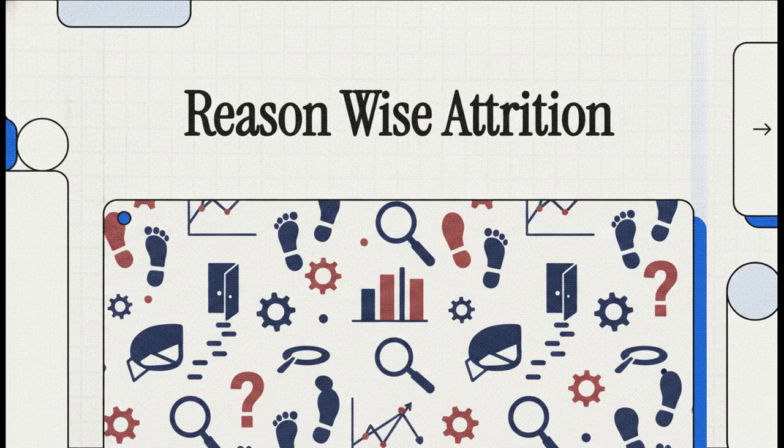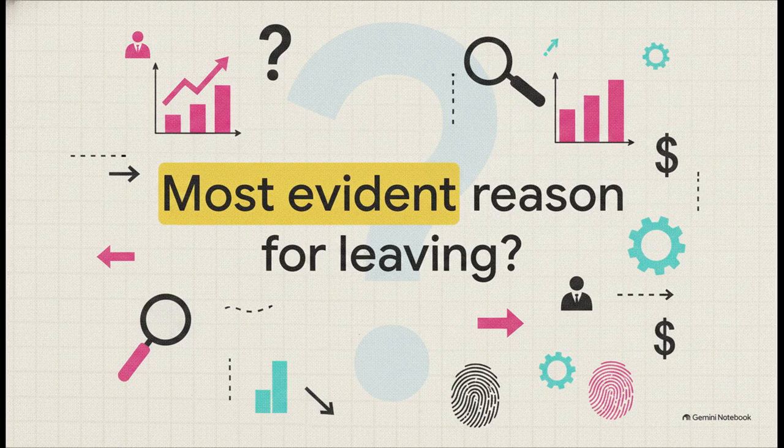And if you know how to structure and read the data, you can solve the case of why they truly left. Our primary suspect in this investigation? A little concept called reason-wise attrition. So let's jump right in by confronting the ultimate mystery directly from our source text. It poses a deceptively simple question. Which is the most evident reason for which an employee leaves your organization?